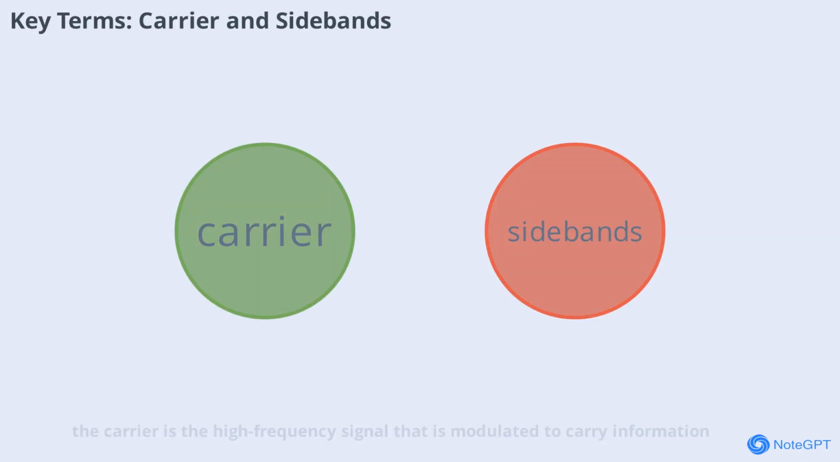Now, let's look at some key terms related to AM. In AM, the carrier is the high-frequency signal that is modulated to carry information. Sidebands are the frequency components above and below the carrier that contain the actual message. Understanding the roles of the carrier and sidebands is essential for grasping how AM works and how different types of AM optimize efficiency.